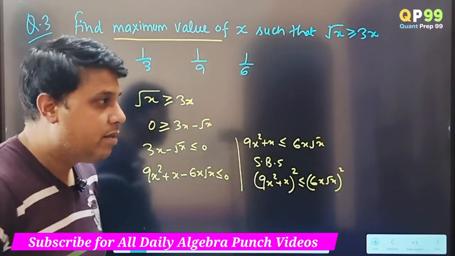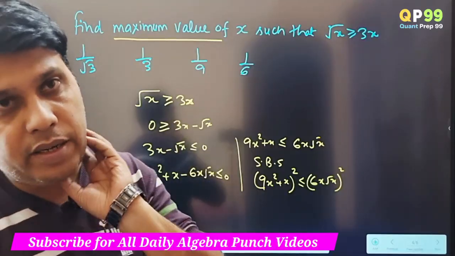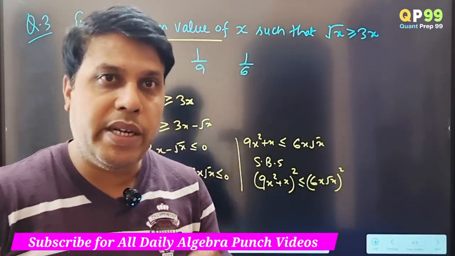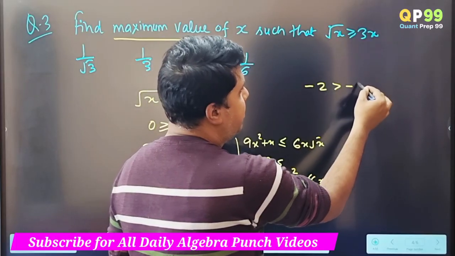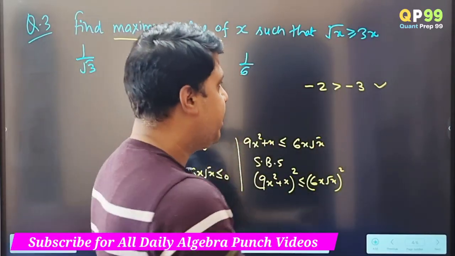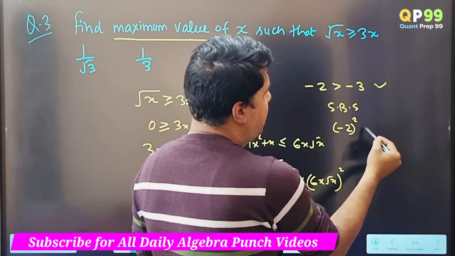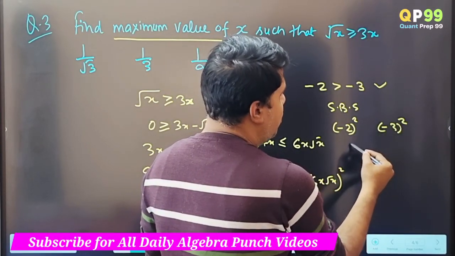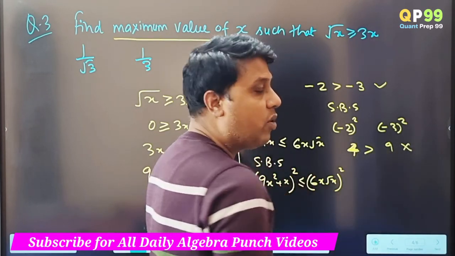But the problem is that we have to be very sure when we are squaring any inequality, right? For example, I have minus 2 greater than minus 3. This is of course very true. But if I square both sides, minus 2 square and minus 3 square, do you think this is true? No, this is not true.